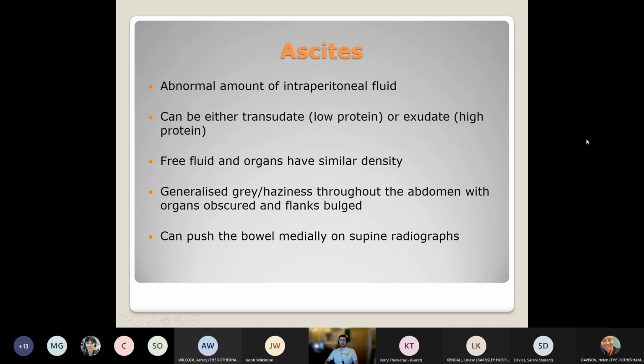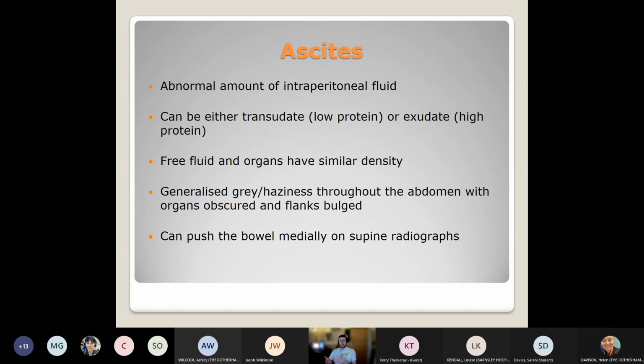With a lot of pathologies, you can get fluid in the peritoneal space called ascites. It can be transudate, low protein, or exudate, high protein. That has a bearing, obviously, on what it is. So you can get it secondary to oedema, which should be low protein, or infection, which should be high protein.